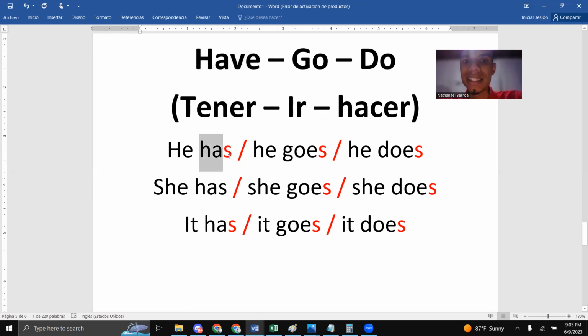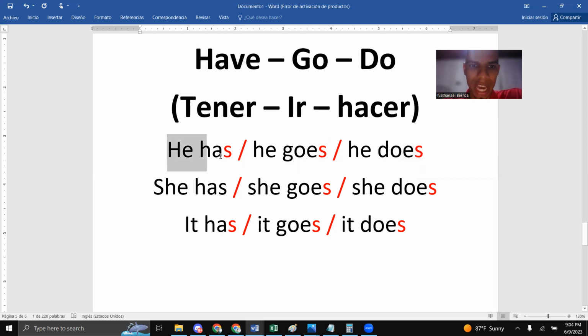Have, has. Let's see the verb go. Vamos a ver el verbo go. Go, goes. El verbo go en tercera persona pasa a ser goes. Let's see now the verb to do. Do, hacer, pasa a ser does. Solamente en tercera persona. Do, does. Let's see some examples.